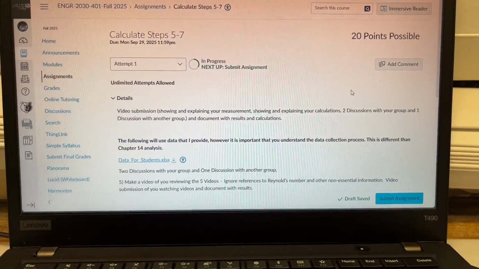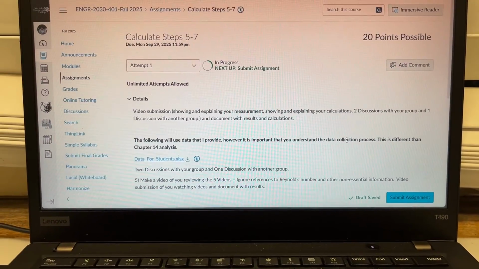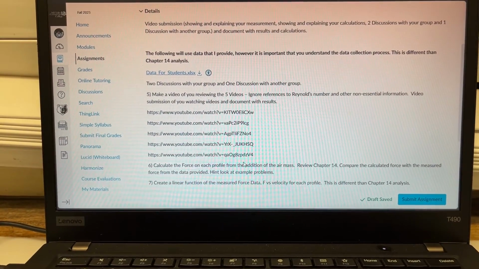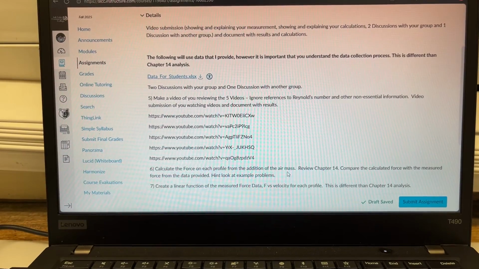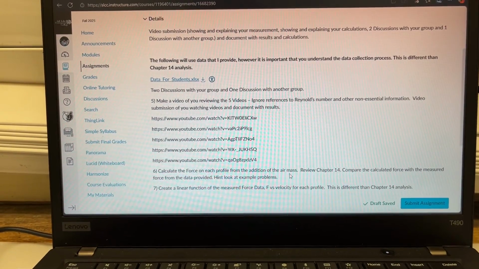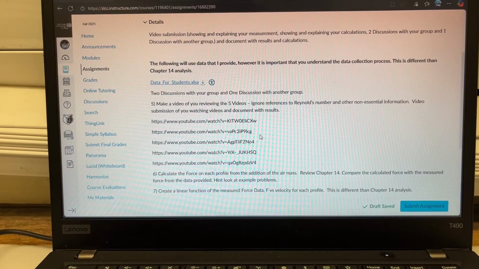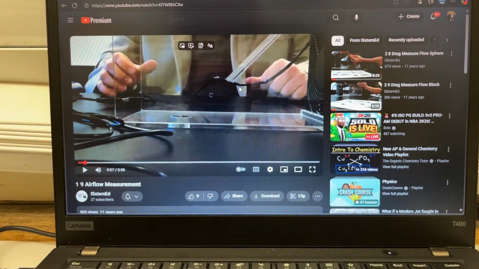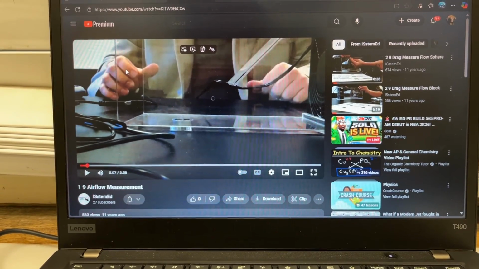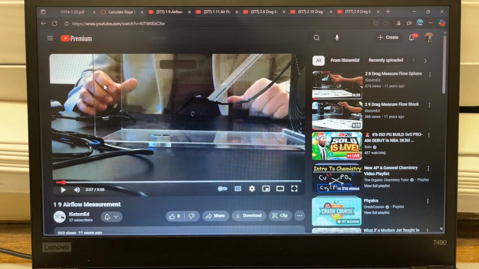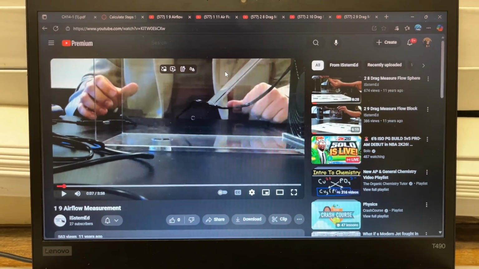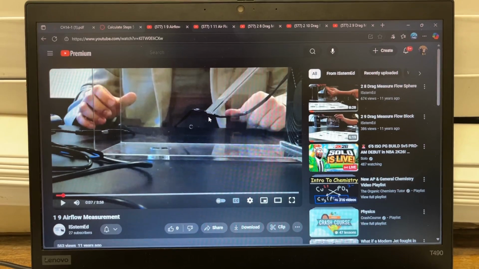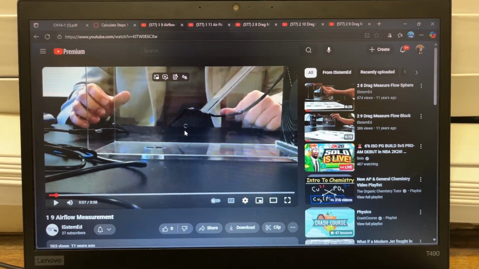Okay, so for steps 5 through 7 of this dynamics project, we were asked to calculate the force on each profile from the addition of the air mass, view chapter 14 for calculations. So I went ahead and watched the videos, and the first video is just you setting up the wind tunnel and getting the calculator plugged into the anemometer so you can make your measurements on velocity and force as it pertains to the profiles that you were putting in the wind tunnel to measure drag force.